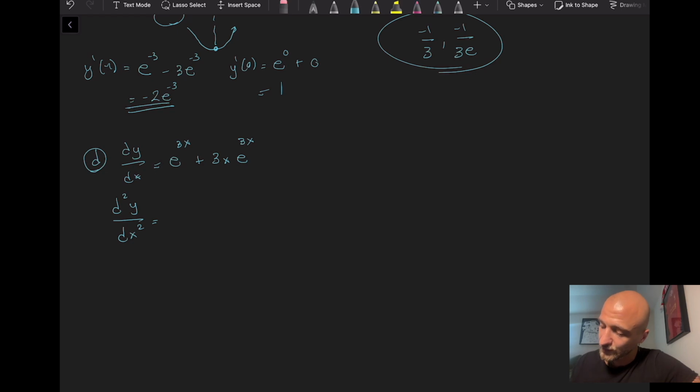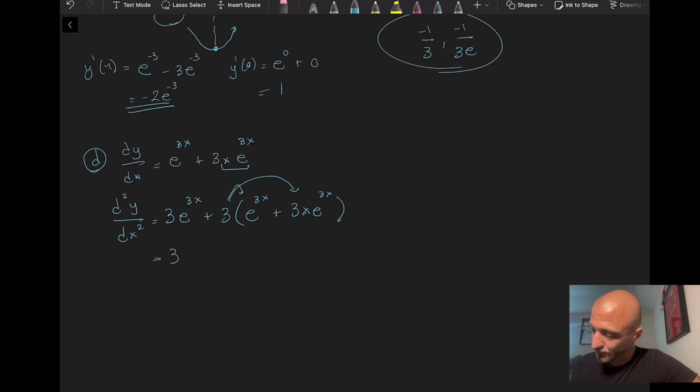The second derivative of this first term is 3 e to the 3x. And this second term is going to be, again, another product rule. So 3 times the derivative of this bad boy, which is e to the 3x plus 3x e to the 3x. I can then distribute this out a little bit, multiply everything out. So I end up with 3 e to the 3x, that term stays the same, plus 3 e to the 3x plus 9x e to the 3x.